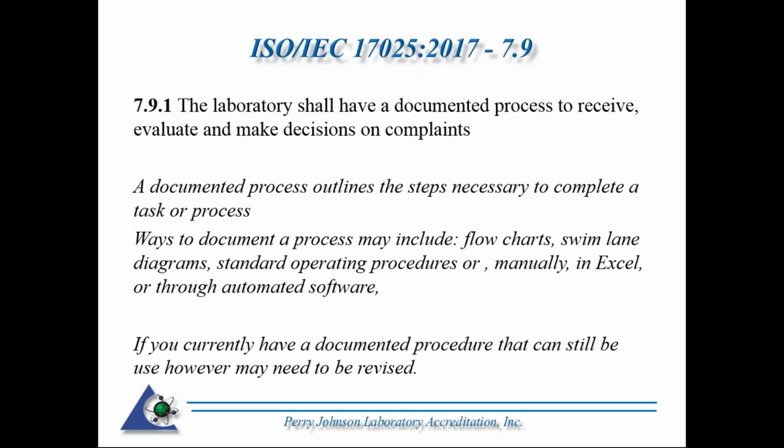documented type procedure. A process can be basically something that outlines the steps necessary to complete a task or a process. So a way to document a process may include things such as flowcharts, swim lane diagrams, standard operating procedures, or manually in Excel or through automated software. So you might have a system set up where your computer is actually walking you through the steps of a particular process. So one thing I want to emphasize, and we're talking about complaints here, but this can be crosswalked over to a lot of the requirements within the new standard.